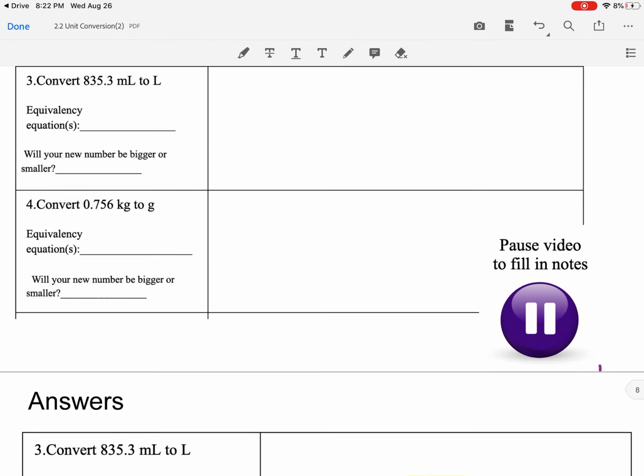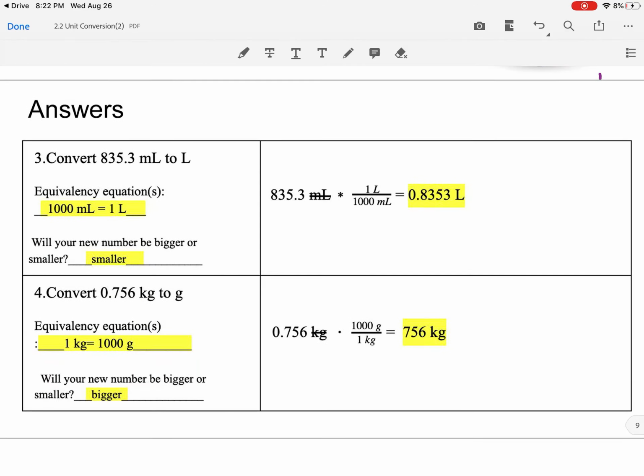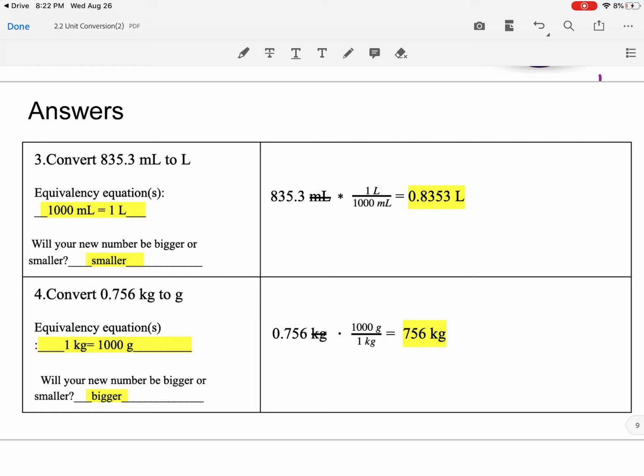Welcome back. The big reveal. How'd you do? In my digital version I was unable to actually digitally cancel, so I'm going to do that here. Kilograms canceled with kilograms, milliliters with milliliters. Those should have been your answers.